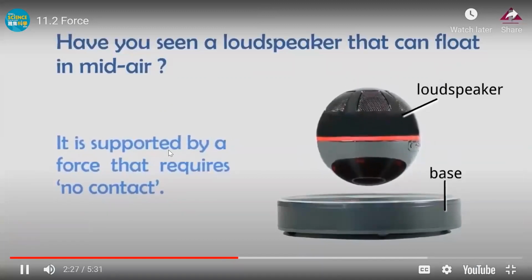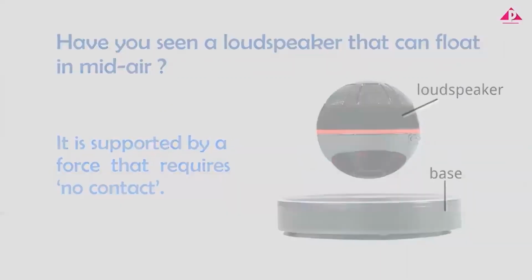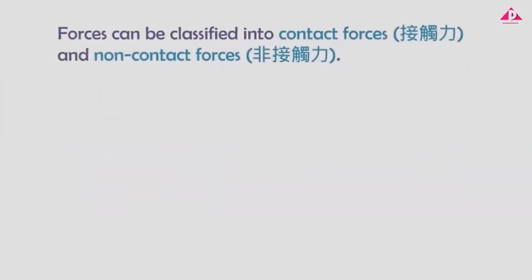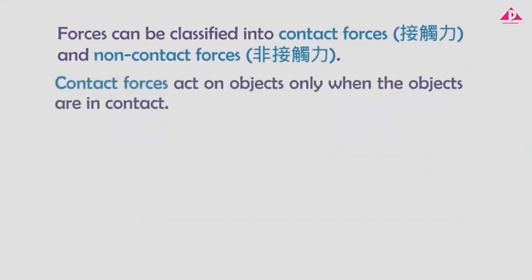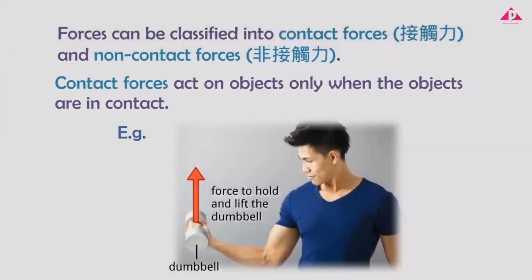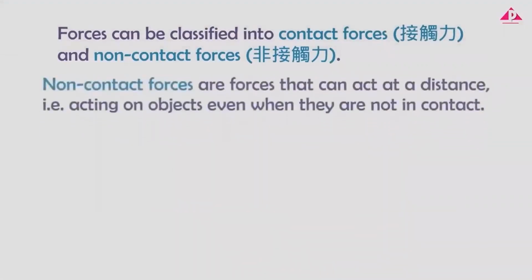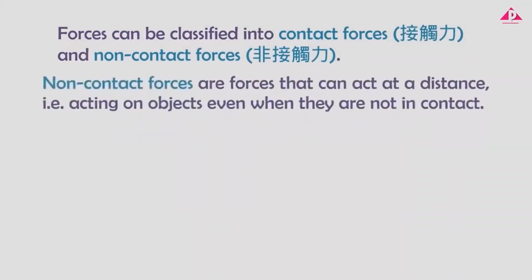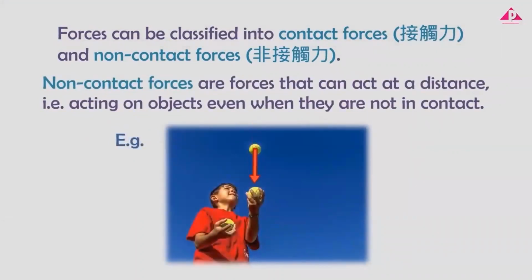It is supported by a force that requires no contact. Forces can be classified into contact forces and non-contact forces. Contact forces act on objects only when the objects are in contact. Non-contact forces are forces that can act at a distance. In other words, they act on objects even when they are not in contact.